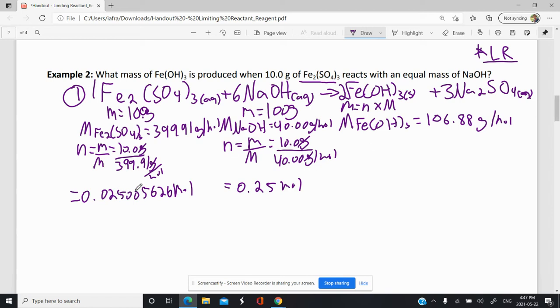We can use one of these mole values here to find the amount of iron 3 hydroxide produced. But we have to choose which one is our LR. So that's really our step 2. Step 1 is setting everything up, finding the moles that we need. Step 2 is let's go ahead and find the LR. So step 2, find LR.